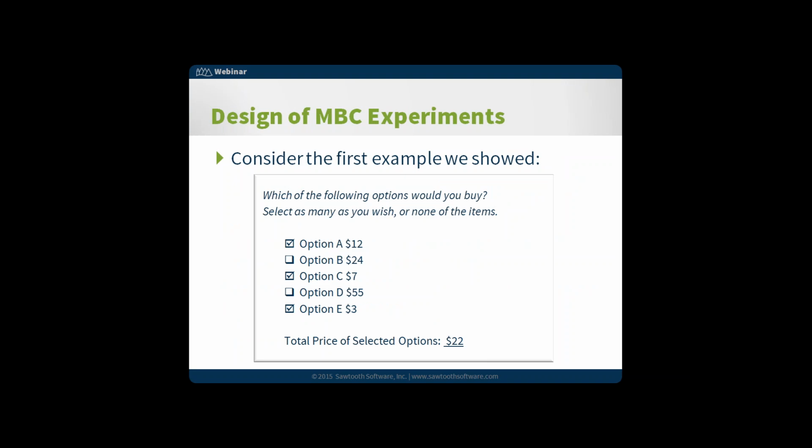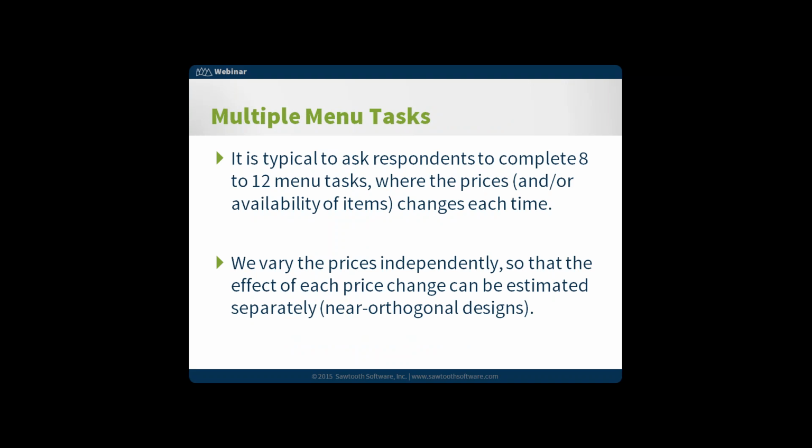So going back to the initial example I showed you, A through E, 5 options on the screen where we have a price attached to each option. And how would we design this? How would we think about this as we were starting out to design this particular study? It's really not that hard, and you've already thought about it before in your traditional conjoint work. It's typical to ask respondents to complete about 8 to 12 of these tasks. So we're going to create an experimental design that typically shows about 8 to 12 of these menu tasks per person.